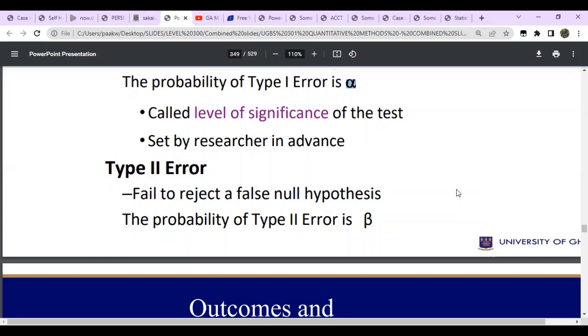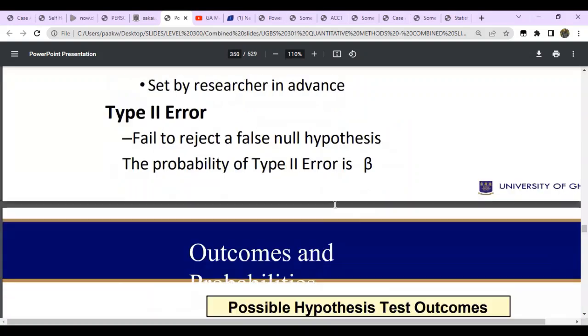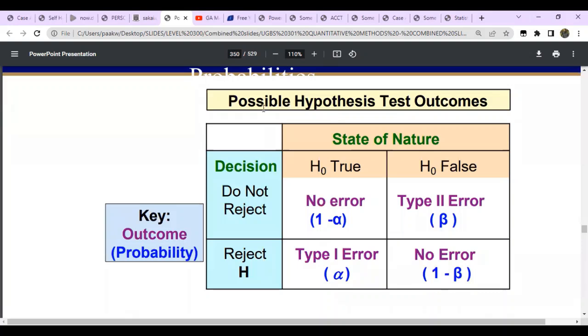And the probability of type 2 error is called beta. But we normally use the type 1 error, so concentrate on this aspect. You get it? We normally use the alpha. Consider your level of significance to be 5%, 0.05, and so on. The alpha value, or level of significance, is what we are going to use. All right. Outcomes and probabilities. Possible hypothesis test outcome. Decision: do not reject.